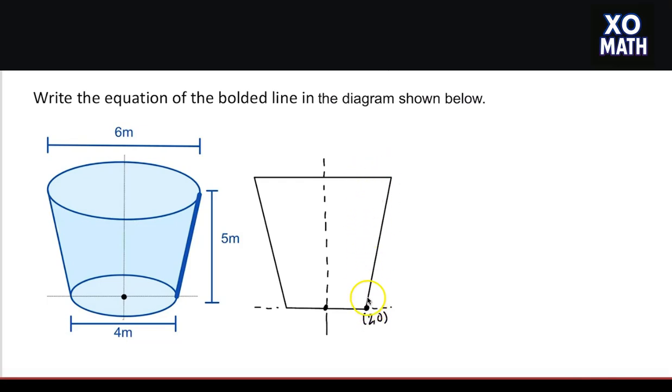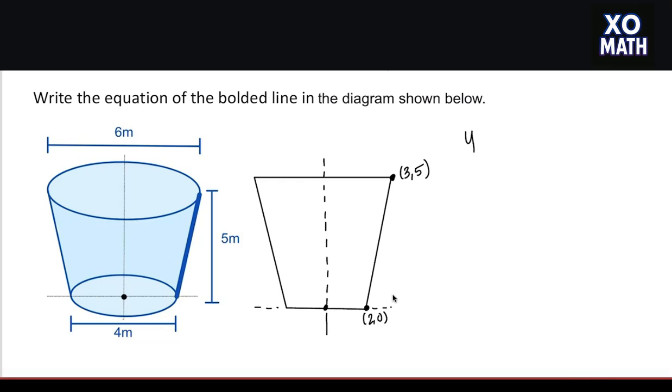So that's going to be the y value up here. If this whole distance is 6 meters across, then half of that is going to be 3. So this coordinate point up here in the corner is going to be 3, 5, because again, this height is 5, and half of 6 is 3. So if I want to find the equation of the bolded line here, I want to find a point and a slope for that line to be able to write the equation of it.